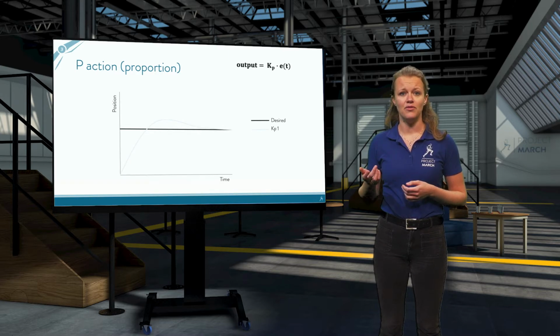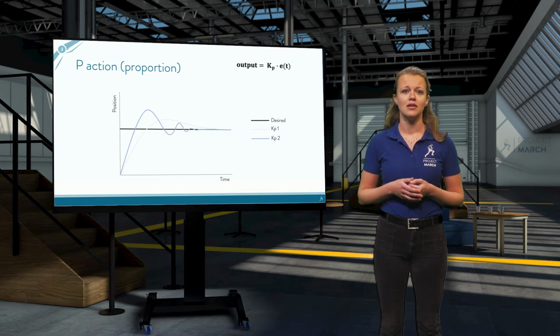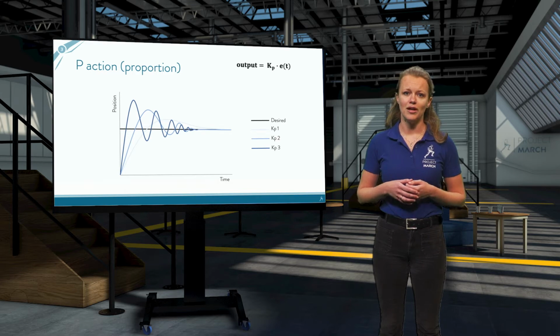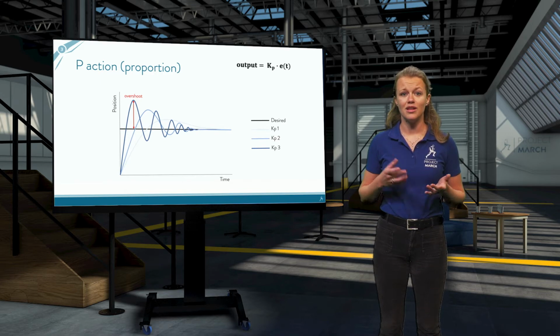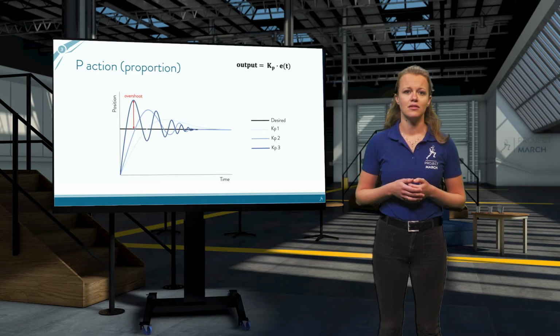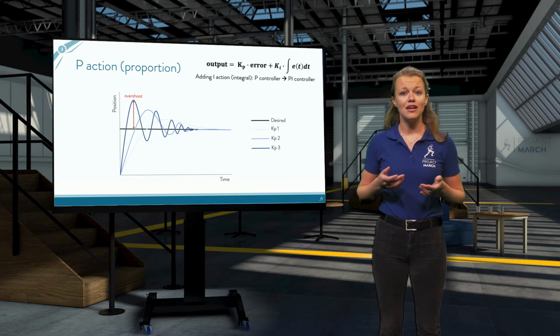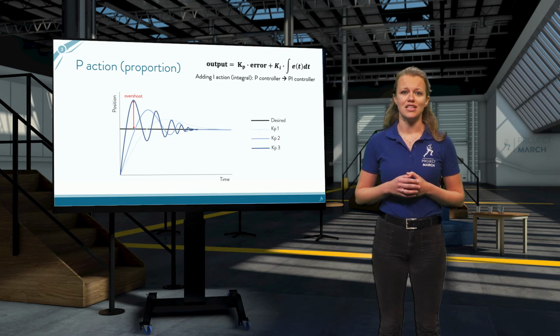When we increase the P value, the actual path nears the desired value faster. But you can also see the drawback of using a P controller only. Overshoot is a common issue, meaning that the error is further increased. This can lead to unstable behavior. To prevent this, you can add I action, which is short for integral. Then you have a PI controller. But how I action actually works, you will find out yourself later this week.